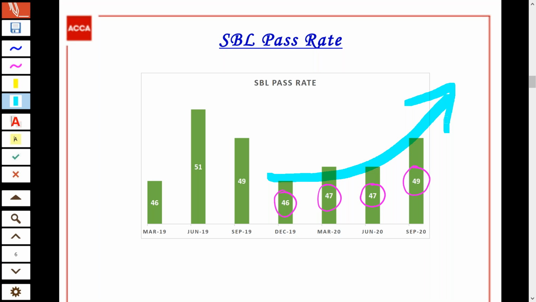The September 20 attempt was a little bit of a disaster because of some technical issues with CBE, and probably that's why the passing ratio improved, but that's my guess. I have no idea, but I do hope and pray that the passing ratio at least stays at 49% or improves, so that most of you, if not all of you, can get rid of this paper.